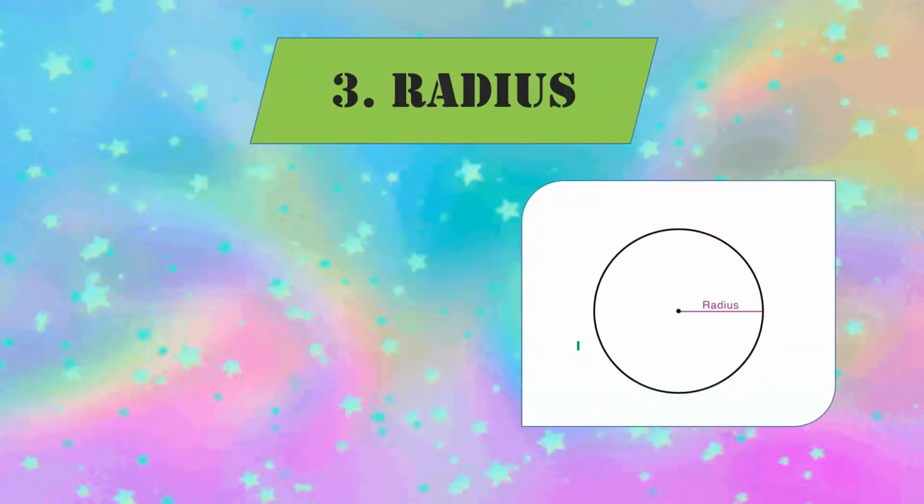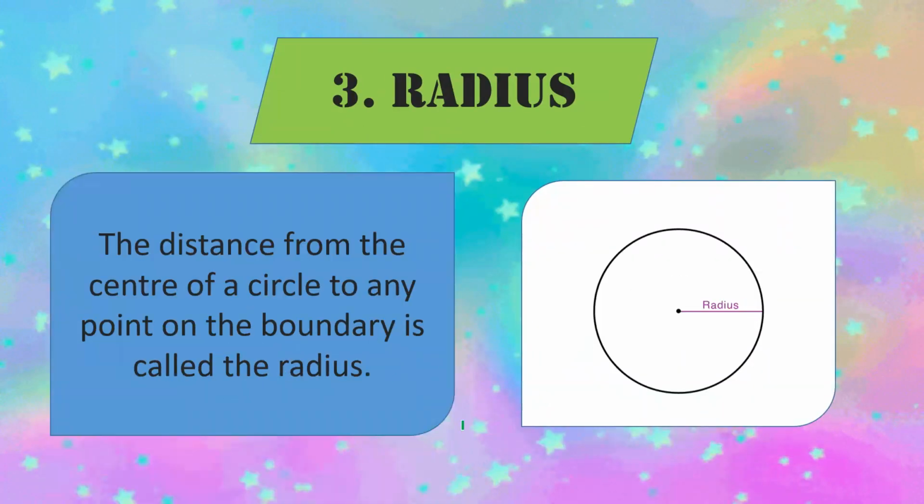Third part is radius. The distance from the center of a circle to any point on the boundary is called radius. Now, what actually is the radius? From the center to any point of the circumference. Look over here. We have already made a radius from the center to the boundary of the circumference. It is not only this radius. Radius can be from here till here. From the center till this point of the circumference, from center till this point of circumference, these all will be radius.